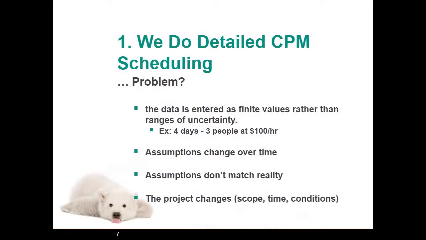Well, we do detailed CPM scheduling. The problem is that the data is entered as finite values rather than ranges of uncertainty. So we say this job's going to take 4 days with 3 people working on it, and those people are going to cost us $100 an hour. Well, the problem is that those assumptions may not be valid because they change over time. Maybe they don't match reality. A lot of times, they're based on work being done in a different part of the country or a different part of the world. And then the project itself changes. The scope, the time, the conditions we're working in all can change. If we plan to start this project in the spring and we don't start it till the fall, we may be dealing with a lot of extra work due to cold weather.